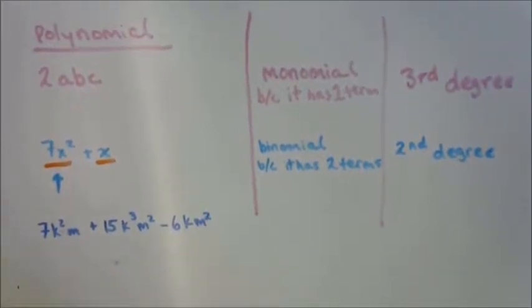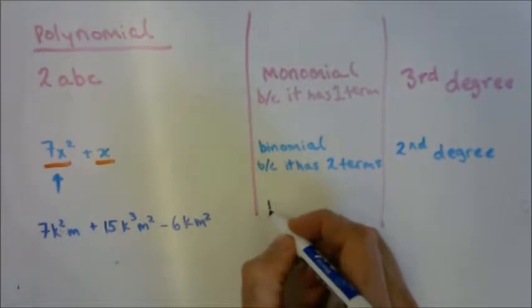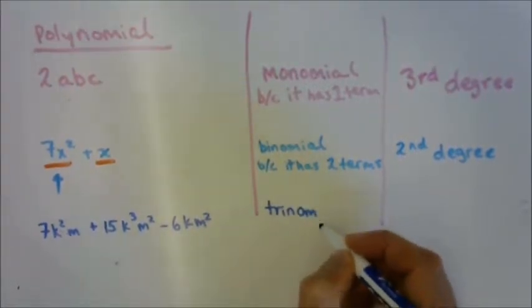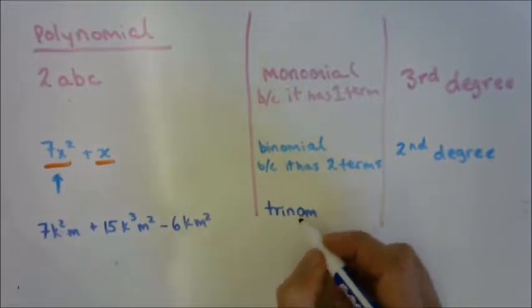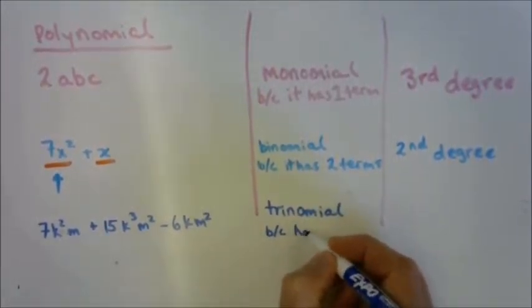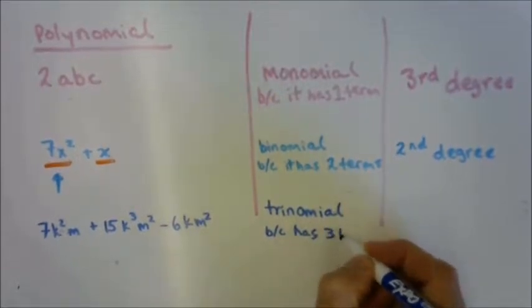Now if we had to classify this by its number of terms, what would we say? Trinomial. Yeah. Often anything over a binomial just gets called a polynomial, but we can use trinomial as well. Trinomial, because it has 3 terms.